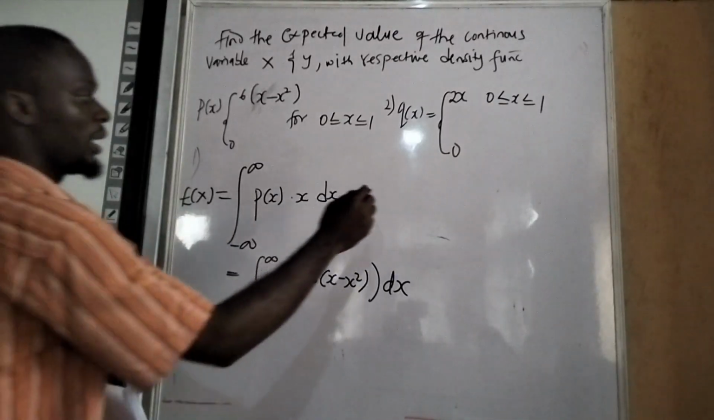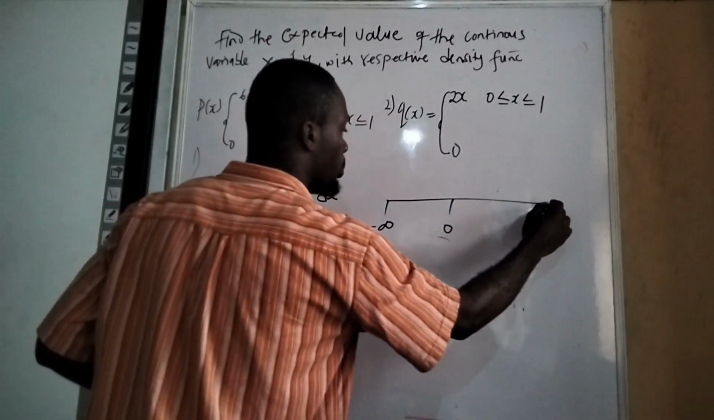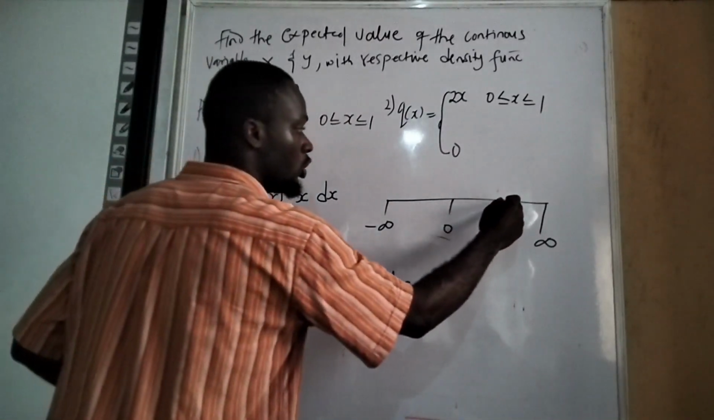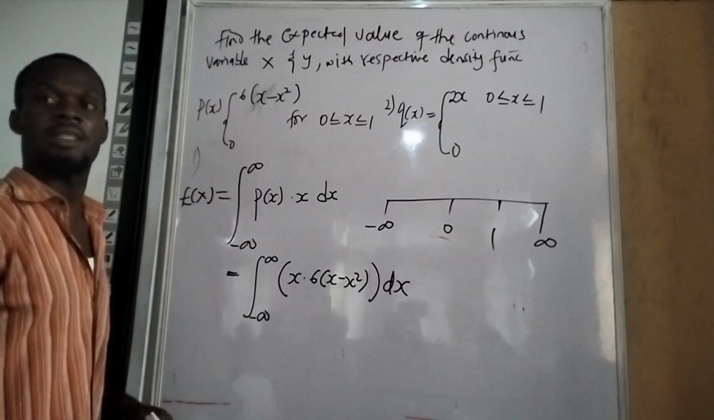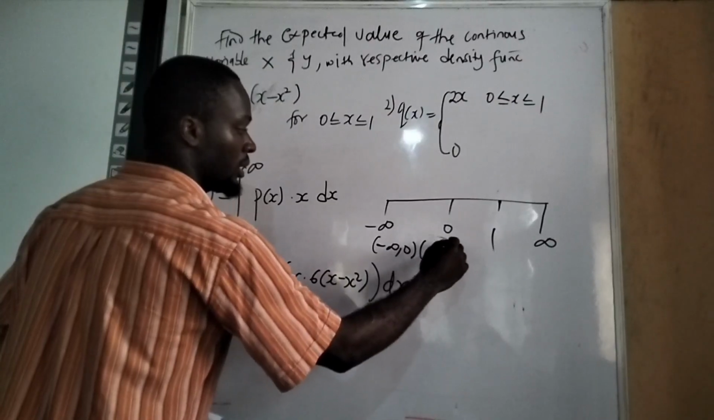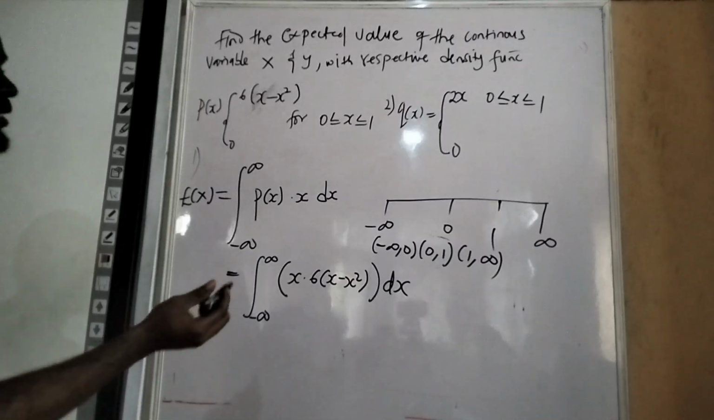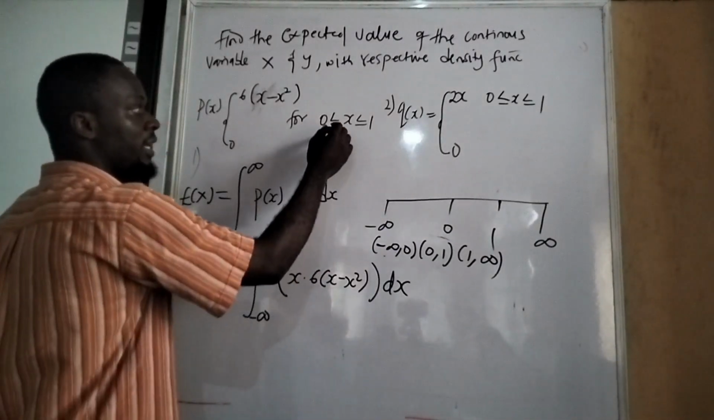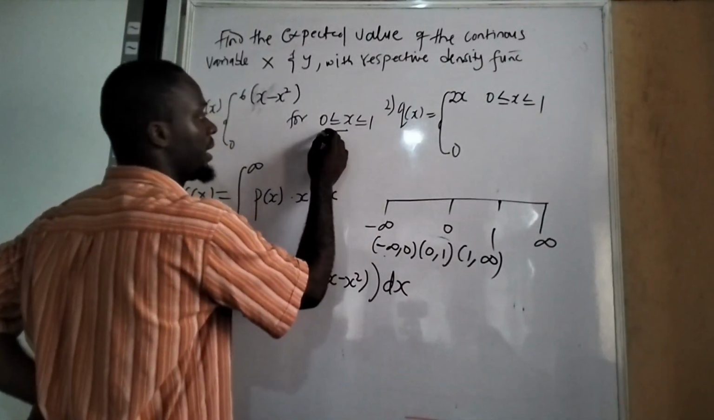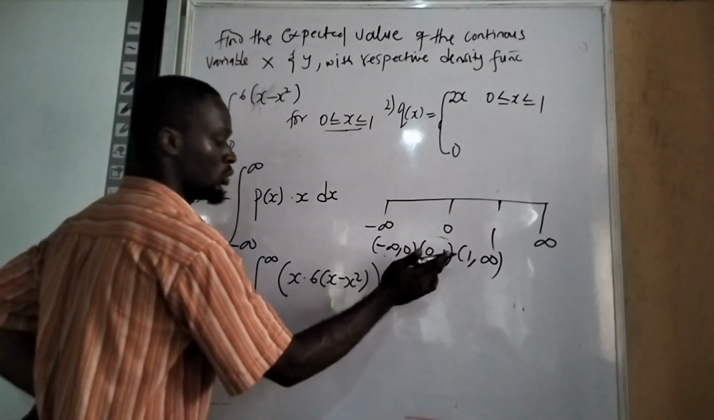So what I'm going to do first, you draw your number line. You should go from minus infinity to positive infinity. Then this function now is between 0 and 1. You put your 1 here. It means you should integrate from minus infinity to 0, 0 to 1, then 1 to infinity. So you see that minus infinity to 0 doesn't lie here, the function will be 0. From 1 to infinity doesn't lie here, the function will be 0. So we'll just integrate only from 0 to 1.